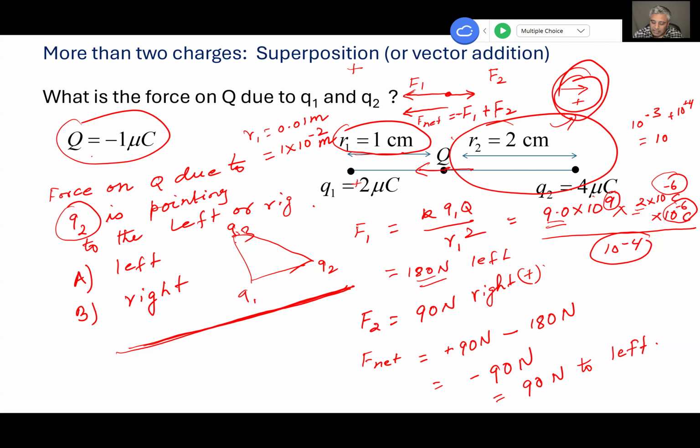But in this case, adding vectorially is going to be a bit challenging because you may have to find components. Do you remember finding components of vector in physics 1? Okay, so we're going to be using that idea.